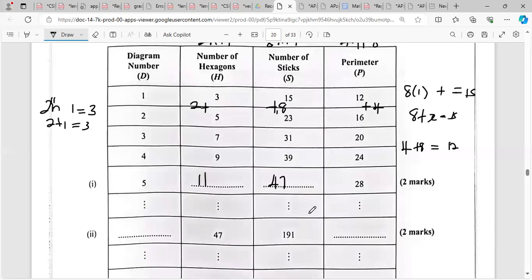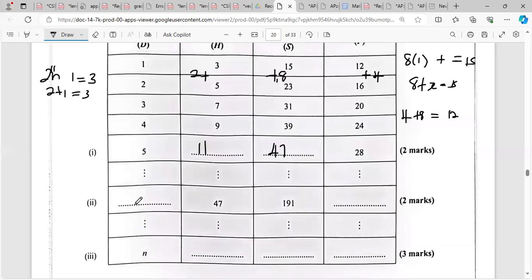Alright, so we want to find out the number over here. So I'm going to use a formula. 2n plus 1 should give us 47. And then we transpose. So it's 2n equal 47 minus the 1, which gives us 46. So 2n equal 46, n equal 13. So this should be 13.